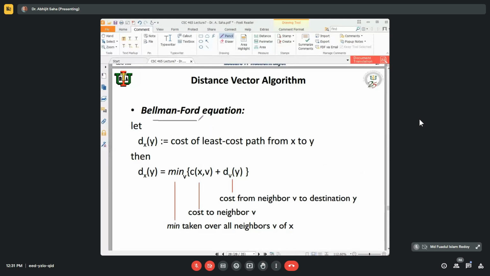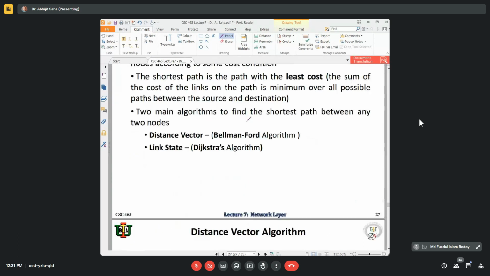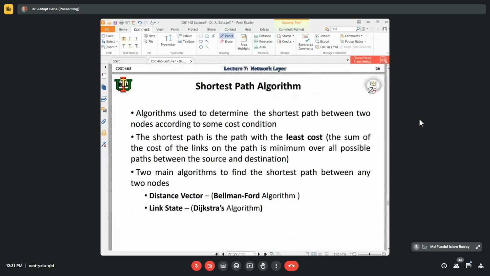So did we talk about the Bellman-Ford equation? No sir, that was not taught either. Did you study this slide?